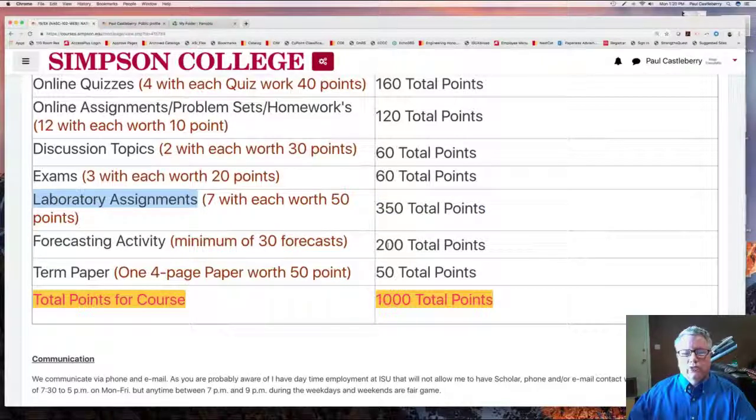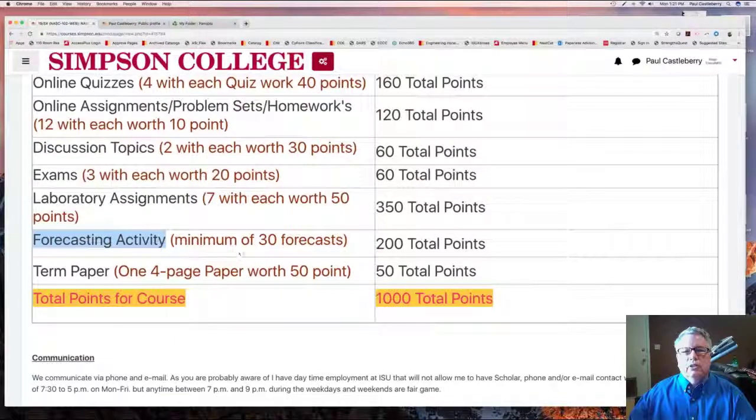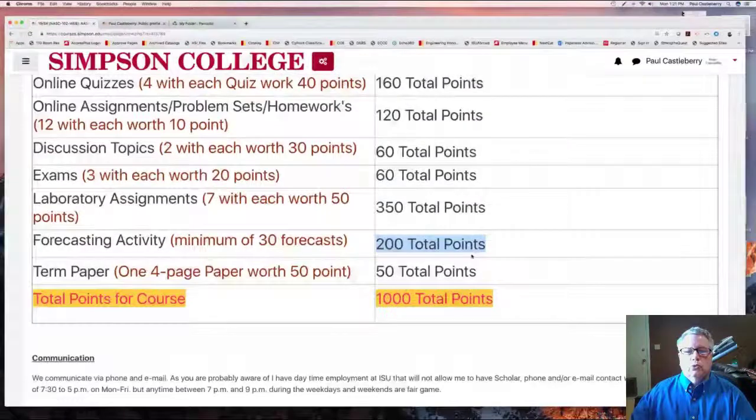20% of the course total comes from forecasting activity. You see 200 points there. You need a minimum of 30 forecasts, okay? And so we've got the forecasting activity here is worth 200 total points on there. Term paper, it's a one term paper, 4-page paper, worth 50 points. And then if you total all of these points here, you end up with 1,000 total points.